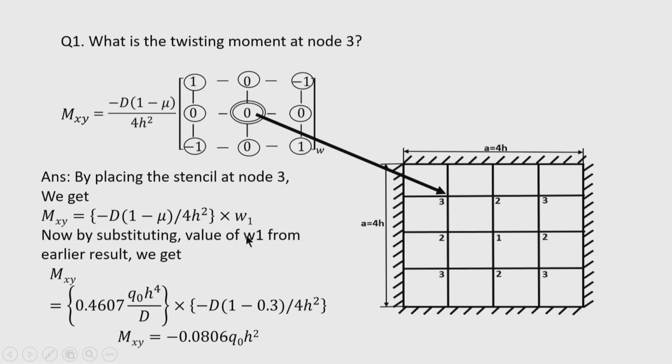Now, substituting the value of W 1 that we have obtained earlier, we write this value of W 1, and this is minus D into 1 minus 0.3, where 0.3 is the Poisson ratio, over 4 h square. So, it is kept in terms of grid size, but if you want to express this in terms of plate dimension, then h can be replaced by a by 4. Okay. So, this is the application of the finite difference method in the case of a plate problem. We have taken an example of a fixed plate, but other boundary conditions can also be taken.